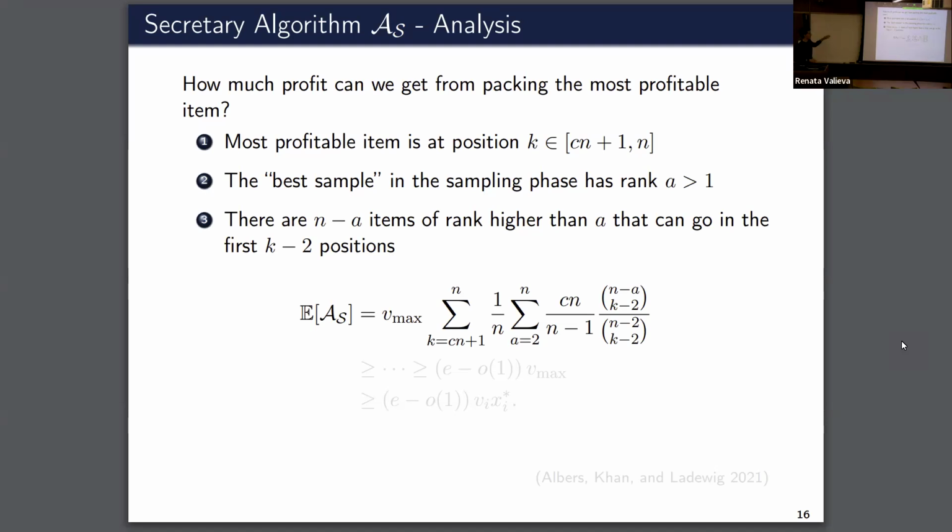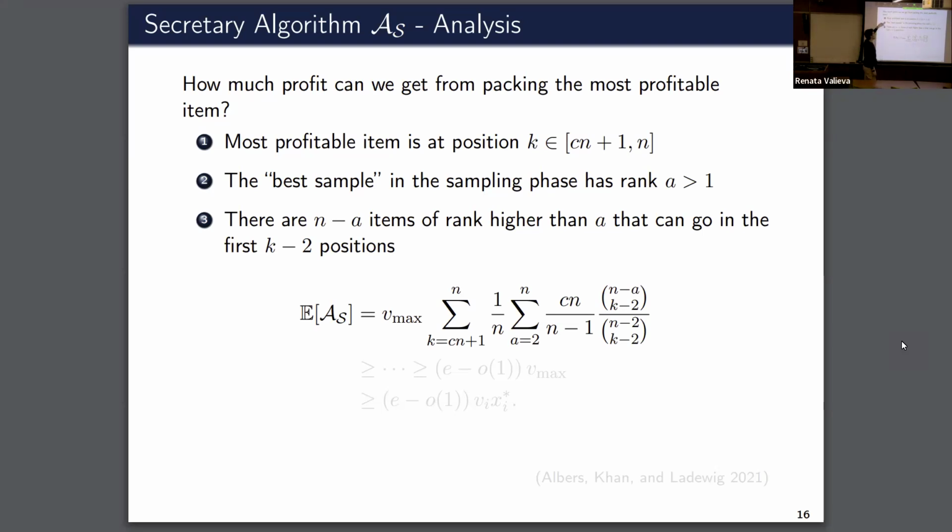Okay, this can be seen as balls into bins, where you have n-2 items, minus 2 because we have taken away the most profitable item and the best sample. So we have those n-2 items, out of which n-a are good ones that we can pick. Instead, the others are bad, and would ruin our chances of packing the most profitable item. And then this is just counting. So 1/n is the probability our most profitable item is at position K.